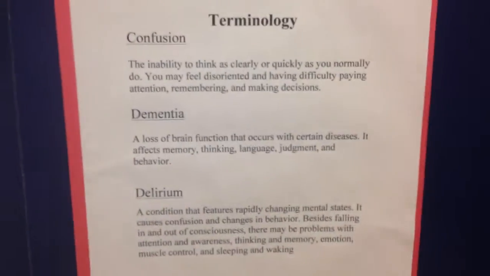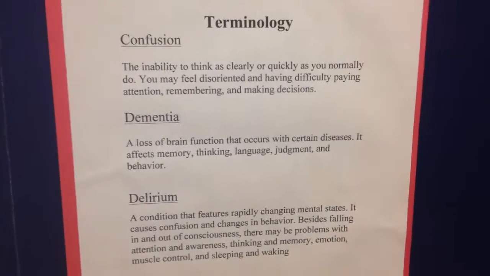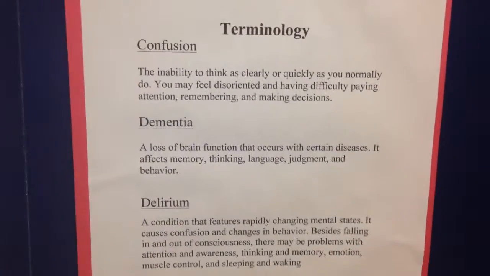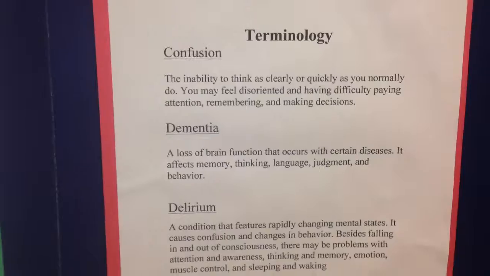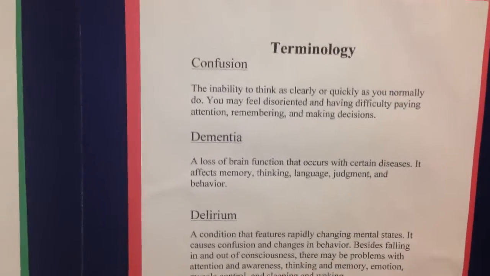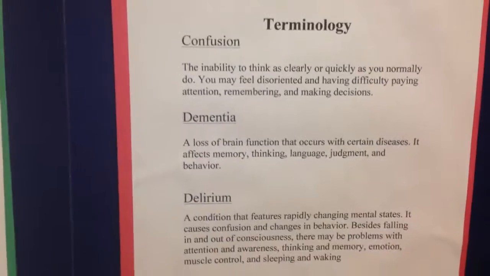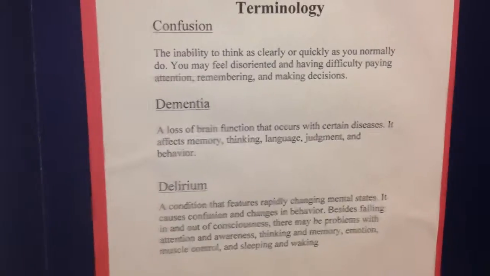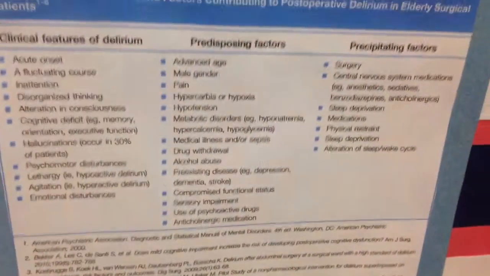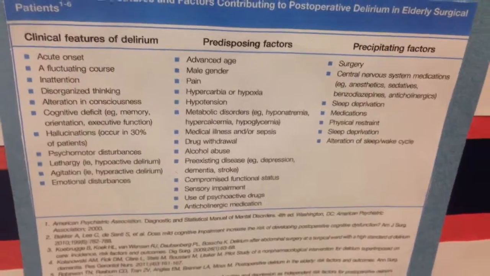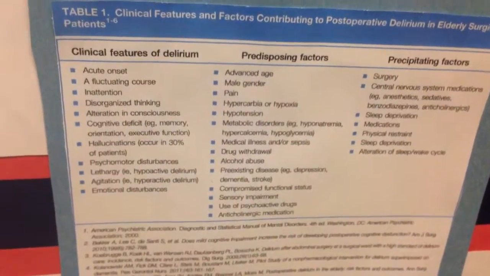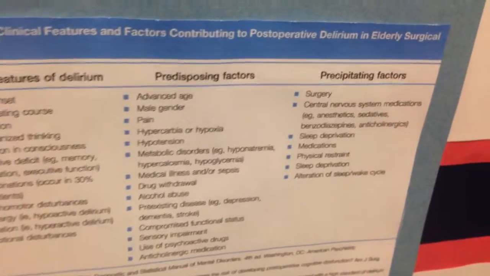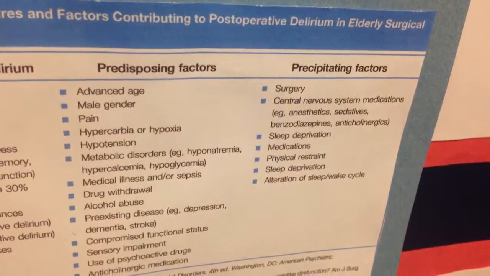I went on and put some terminology in the center of my board, as well as some other common information to help people better understand some of the terms that I use and methods such as the Confusion Assessment Method. So right here I have the terminology for confusion, dementia, and delirium. I have some of the features and the predisposing and precipitating factors for delirium. The main one right there is surgery, which is why I chose this topic.